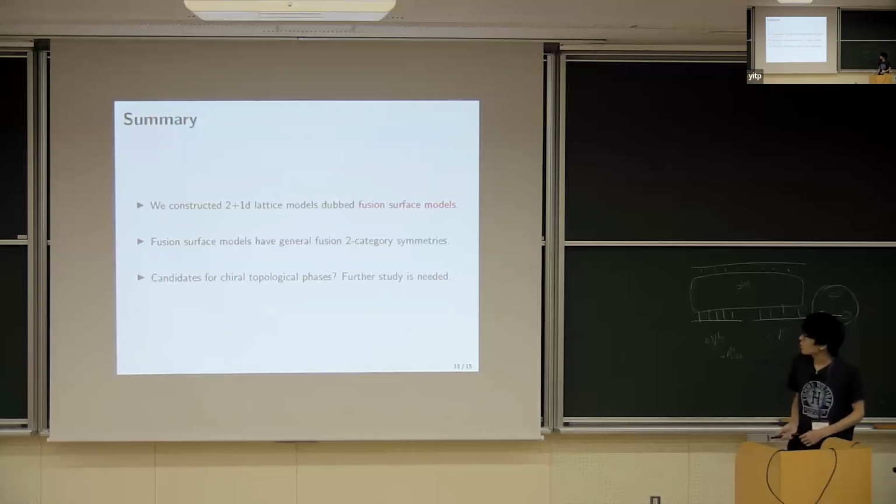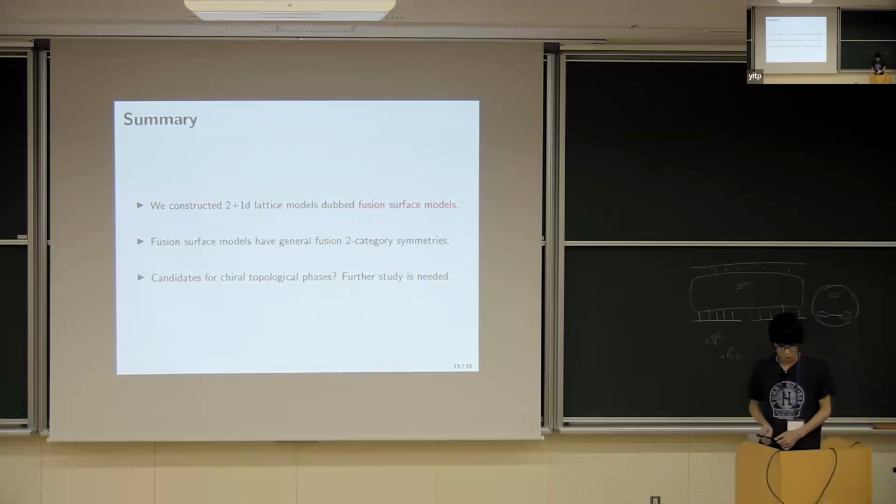So in summary, we constructed 2+1 dimensional lattice models that we call fusion surface models. And these fusion surface models have general finite symmetries that are described by fusion 2-categories. And it is natural to expect that these fusion surface models can provide candidates for chiral topological phases. But this is still an open problem, and further study is needed. So let me stop here. Thank you for your attention.